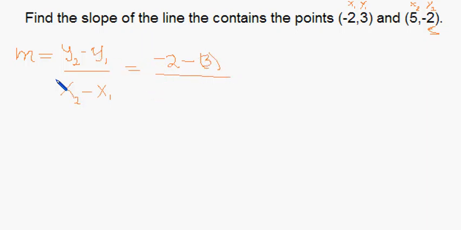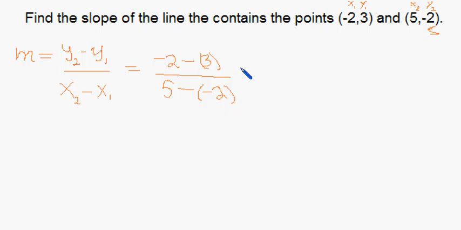I'm going to do the same thing here. This is x sub 2, so x sub 2 we know is a 5, minus, because it's a minus in the formula, x sub 1. Well, x sub 1 is a -2, so I'll have -2 in here.